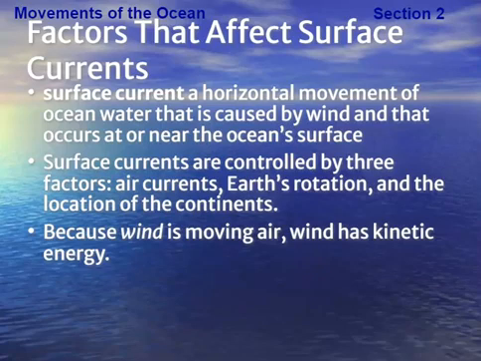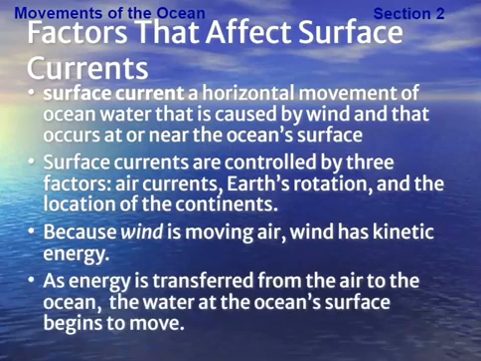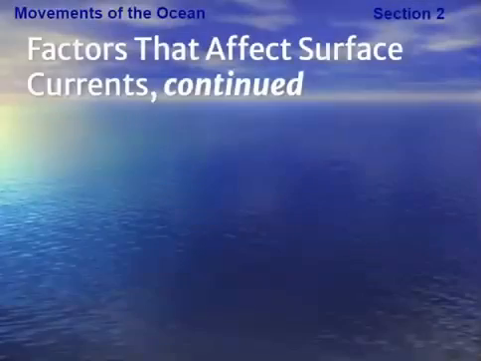So not only do we have wind currents that are driving this, but we also have Earth's rotation, and then the continents obviously do not allow for currents to move through land masses, so the continents and their shape actually drive some of our currents as well. So our wind has kinetic energy, and that energy is transferred from air to the ocean, and the water at the ocean surface then begins to move.